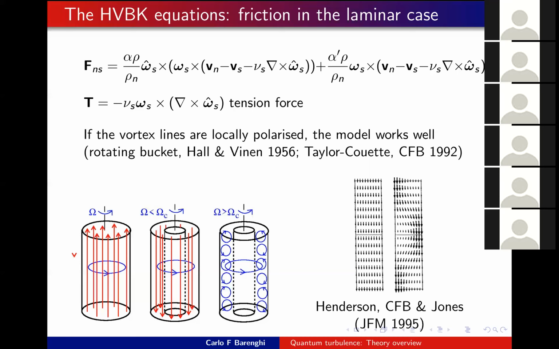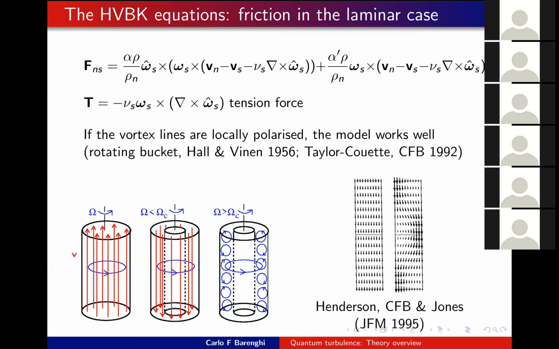So the picture on the right-hand side shows the vorticity field, which is the curl of the velocity in the Hall-Vinen approximation, computed by solving these HVBK equations. This is for small angular velocity, so the vorticity is aligned downwards, and this is actually the Taylor vortex flow solution. You see that at different locations, the vorticity field changes.